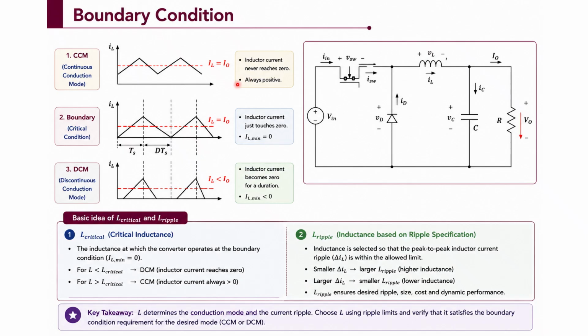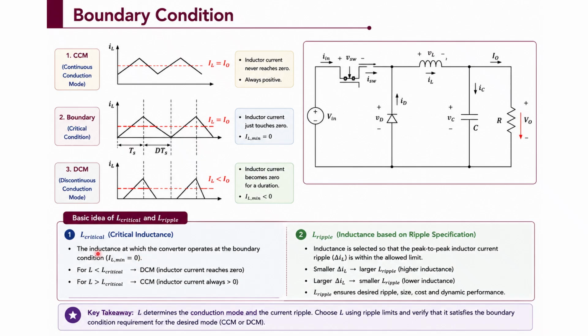So we have to choose the inductor in such a way that it should maintain continuous conduction mode. Now there are two terms, L critical inductance, and L ripple, that is inductance based on ripple specification. So when you design an inductor for a buck converter, you need to always calculate the actual case. When you are actually designing for your hardware, you have to see the critical value of L and the ripple value of L, and maintain the minimum value.